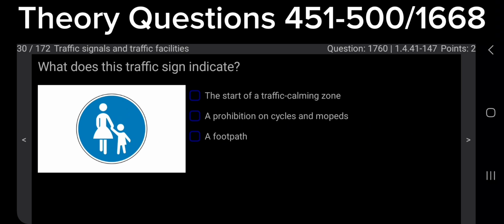What does this traffic sign indicate? The start of a traffic calming zone. A prohibition on cycles and mopeds. A footpath.